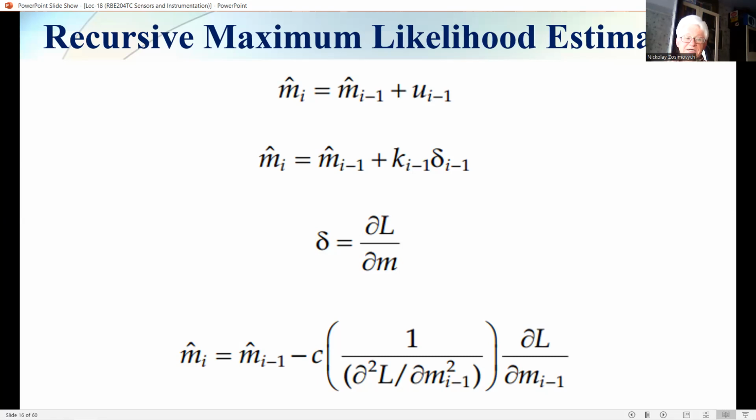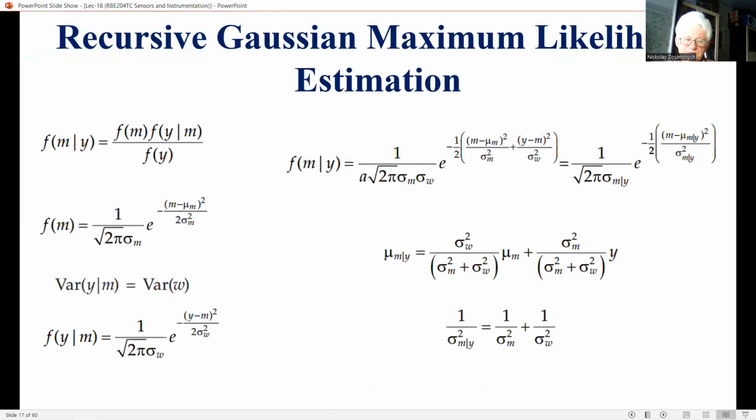And hence, the recursive formulation of the MLE may be expressed as the equation for m i hat, as we can see here. After transformation of this, we can get to the final value. We continue the iteration until the new estimate is equal to the old estimate within a specified tolerance. Suppose that we are given measurements y of quantity m.